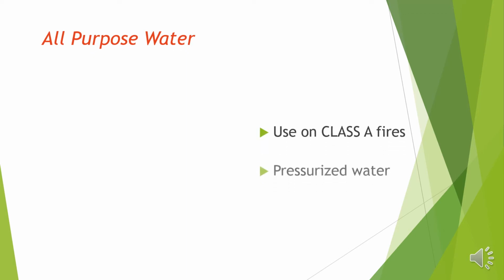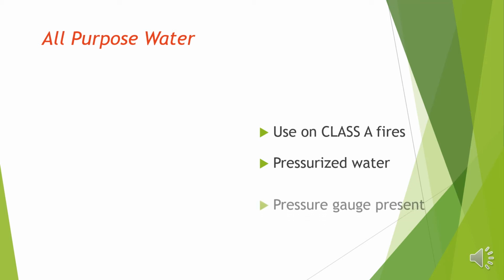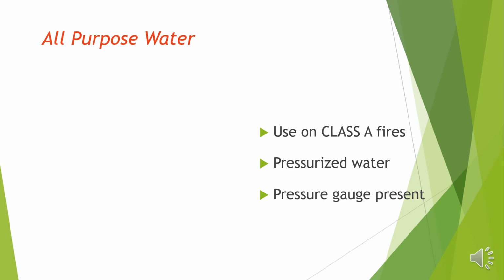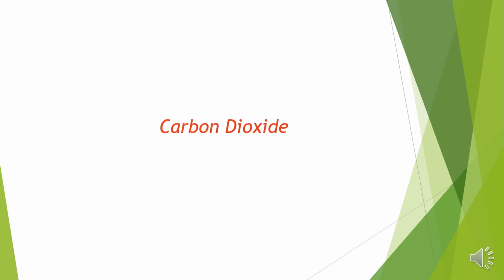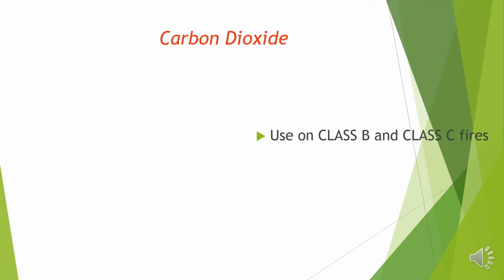Let's discuss them in brief. The all-purpose water fire extinguisher is used for class A fire, and it's pressurized water. It's only water under pressure. When you push the lever, it will give you water, and the water will stop it. This is an example of the all-purpose water fire extinguishers that we can use for class A fire.